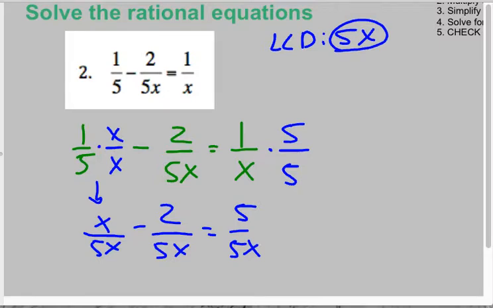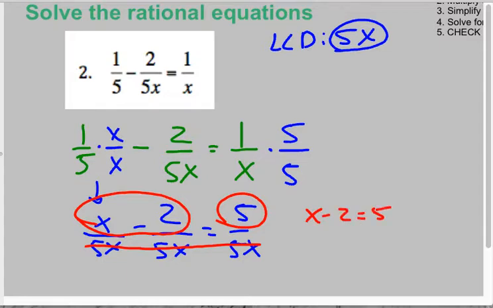So really what we have to do is this. As soon as you get a common denominator in each one of them, you can cancel that out, because the answer is going to come from adding these two together and then setting it equal to the 5. That's how I solve these rational equations. So you end up with x minus 2 equals 5. I'm going to add 2 to both sides, and I'm going to get x equals 7. x equals 7, and that's my answer.